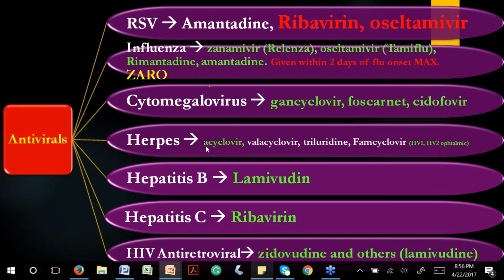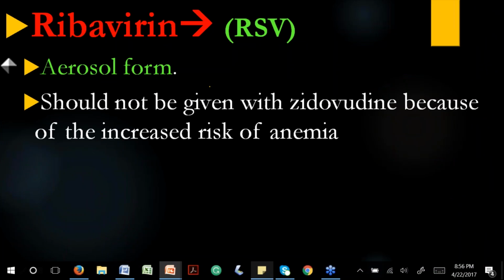All right, so for herpes, we have aciclovir. This is very famous. Zovirax is the commercial name of aciclovir. Okay, so for hepatitis B, it is lamivudine. Hepatitis C is similar to RSV: ribavirin. And the antiretroviral is zidovudine. This is a must. Zidovudine should be given in patients with HIV. We are going to talk about that now.